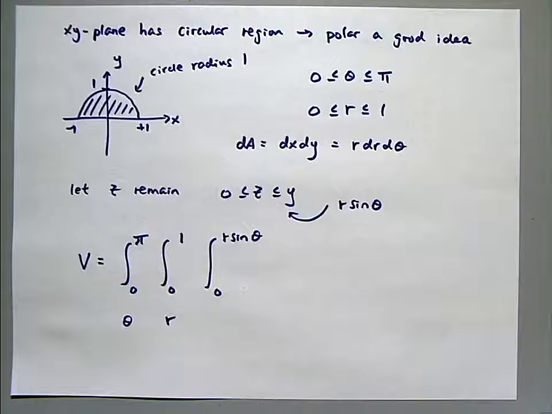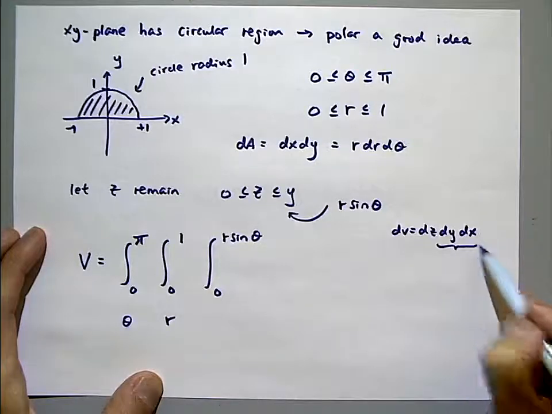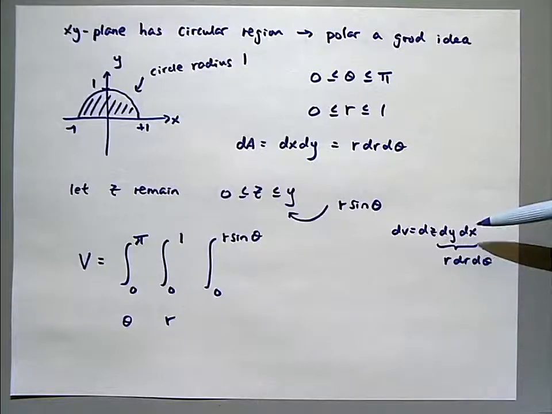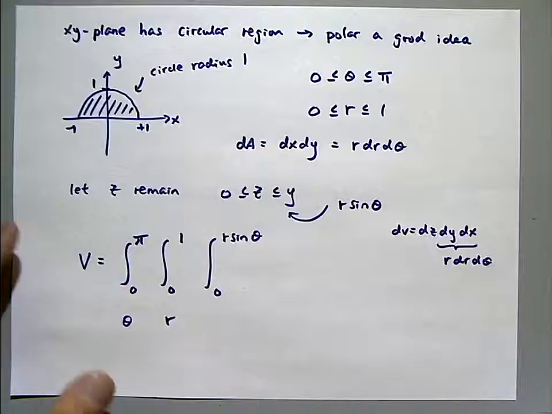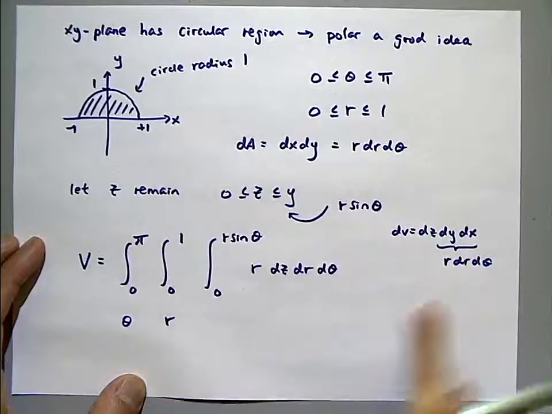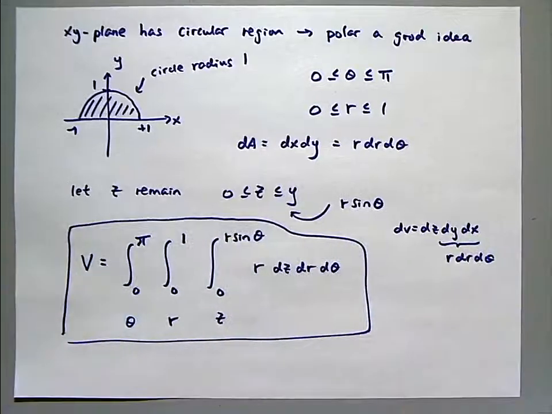Right? And dV used to be dz, dy, dx. But this part has turned into r dr d theta because we went to polar in the xy plane. So that part of dV turned into r dr d theta. So now we're integrating r dz dr d theta. And I brought this r out here. And this is the equivalent integral with the x and y plane described by polar coordinates. Okay? Questions?